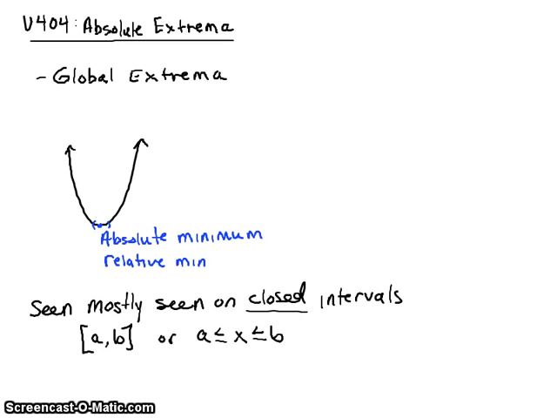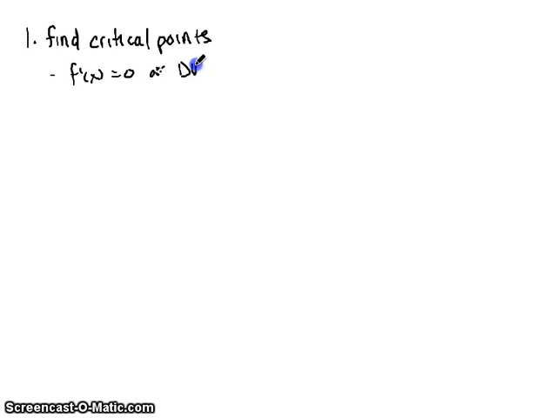So the process is not going to change at all, at the beginning anyway. What we're going to want to do is find our critical points, which are when f prime of x equals 0 or does not exist. So don't forget the does not exist part. We want to do our number line to find our relative max and mins.